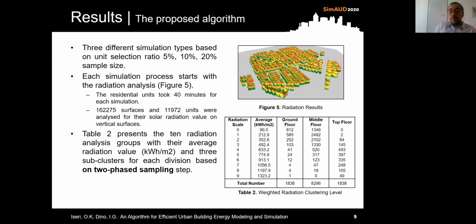And the first results are the radiation analysis, because our algorithm starts with the radiation analysis. All samples, all different scenarios consist of this radiation analysis. Based on this radiation analysis, we are executing the sampling methodology. As you can see in Table 2, we have divided into 10 different radiation scales and 3 different vertical position based clusters, totally 30 different subgroups.